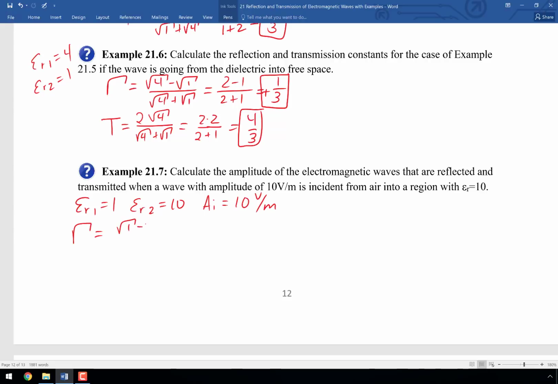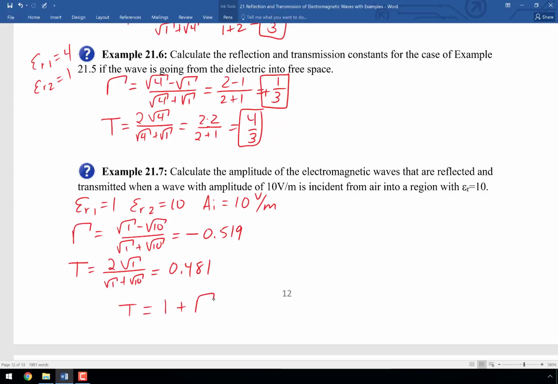Gamma is the square root of 1 minus the square root of 10 divided by the square root of 1 plus the square root of 10. When you plug that into the calculator, you get minus 0.519. You might be tempted to just say T equals 1 plus gamma. I would encourage you to do the calculation: 2 times the square root of 1 over the square root of 1 plus the square root of 10 is 0.481. And when you do that calculation, you can now confirm that you did both of the calculations correctly by using T equals 1 plus gamma to check your results. And when you do that, this does in fact check out.